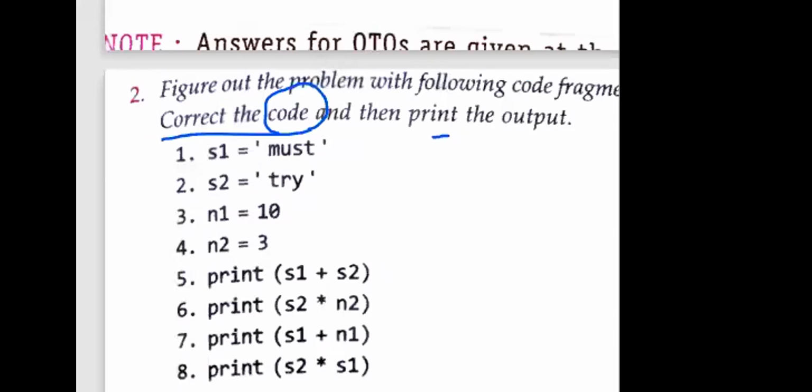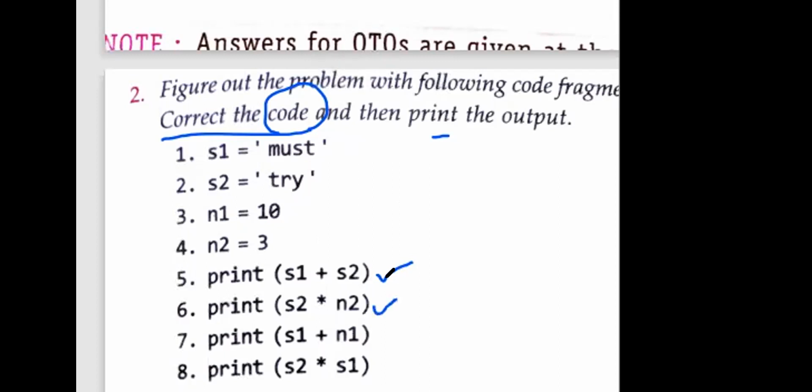Okay. Now again the same thing. Now let me know the answer of this. Ma'am, in 7th, S1 asterisk N1. Figure out the problem with the following code fragment and correct the code and then print. See, they have two strings and two numbers. Now we are checking S1 plus S2, meaning string concatenation, allowed or not allowed, first of all? Allowed. String multiplied by number, allowed. It is going to replicate, right?